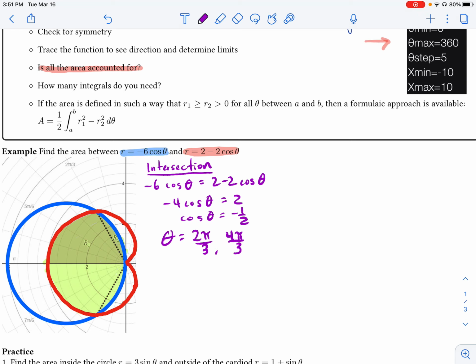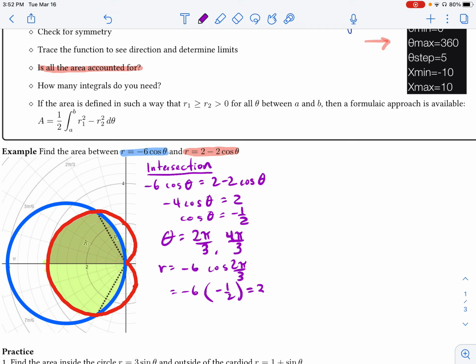And we actually only need theta, but I am going to actually write down the coordinates just for a second, just because I want to make sure that we understand something pretty important that's going to ultimately come up. So when I plug in 2 pi over 3, the first angle, into any one of my two polar functions, let's say, for example, my first polar function, -6 cosine theta, this is going to be r is equal to -6 times cosine of 2 pi over 3, which is going to be -6 times -1/2.